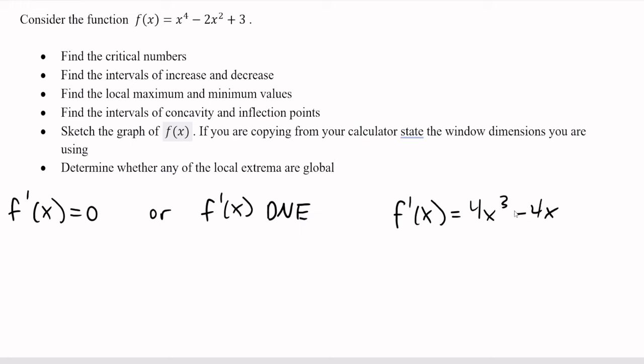Now this is a polynomial, so it's differentiable everywhere. We immediately do not have to deal with that. The only thing we have to deal with is when it's 0. So that's going to be 4x cubed minus 4x equals 0. So we've got to get our algebra hat on. I don't know why I almost just said shoes. Get your algebra shoes on, whatever those look like. Factor out an x.